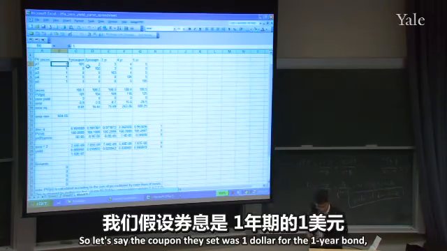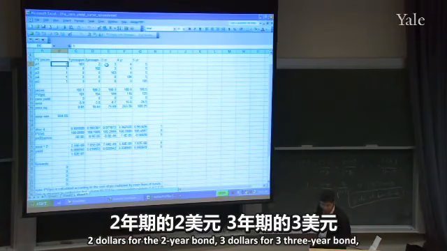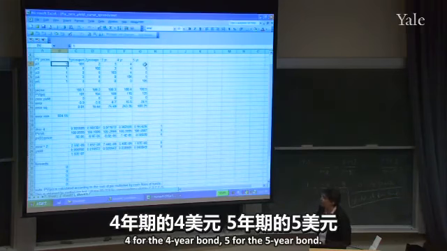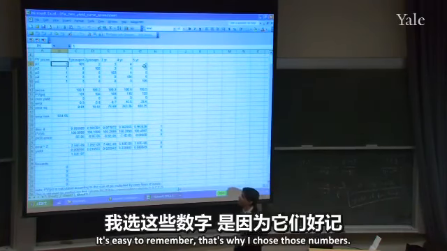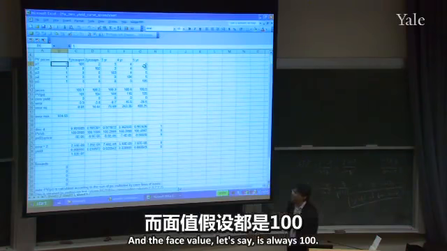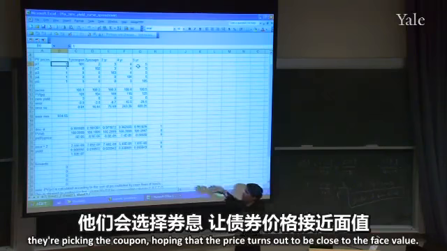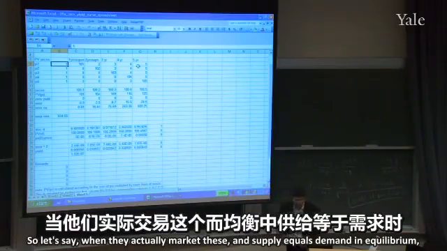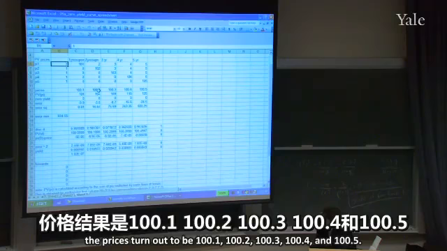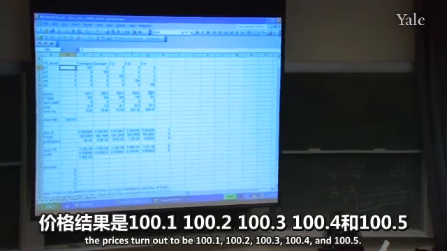So let's say the coupon they set was $1 for the 1-year bond, $2 for the 2-year bond, $3 for the 3-year bond, $4 for the 4-year bond, $5 for the 5-year bond. It's easy to remember. That's why I chose those numbers. And the face value, let's say, is always 100. So why did they set those coupons? Well, because given how much they want to sell, they're picking the coupon hoping that the price turns out to be close to the face value. So let's say when they actually market these and supply equals demand in equilibrium, the prices turn out to be 100.1, 100.2, 100.3, 100.4, and 100.5.